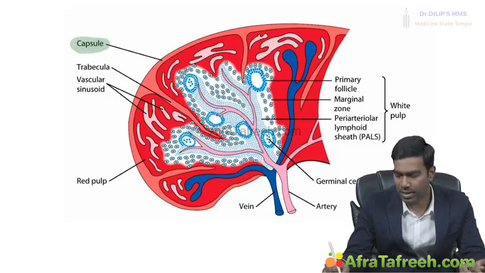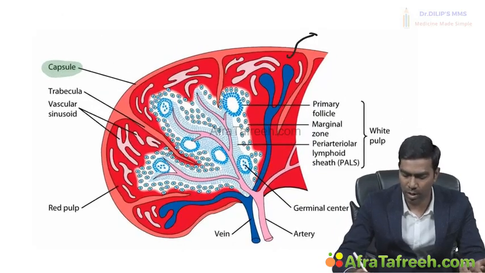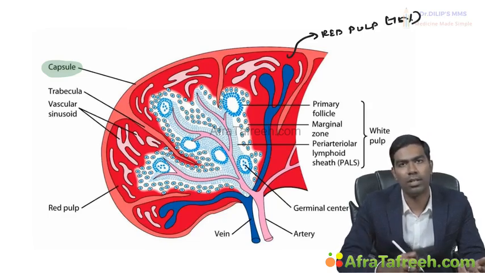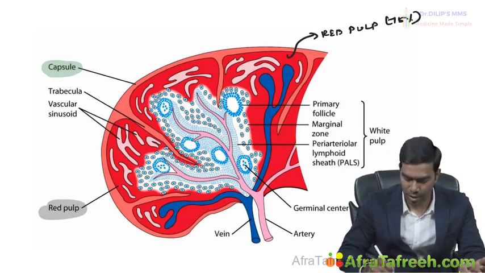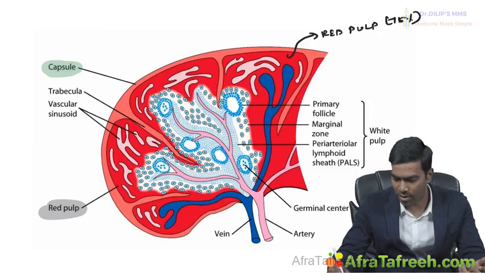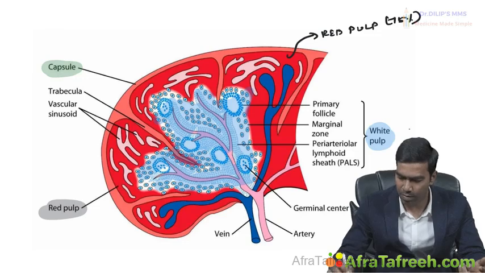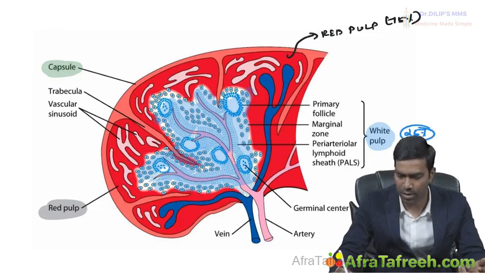And apart from that, spleen is generally divided into two things. One is the red part, which I am drawing, that is what we refer to as red pulp, which contributes to 75% of the spleen. And the second one is the white pulp, this white color area, which contributes to 25% of the spleen.